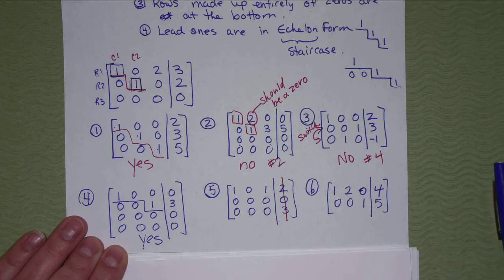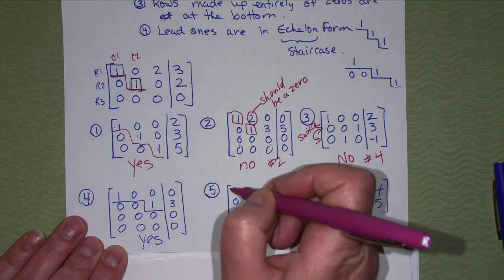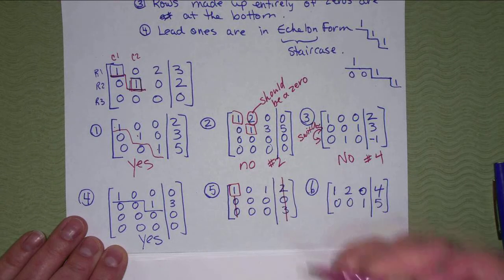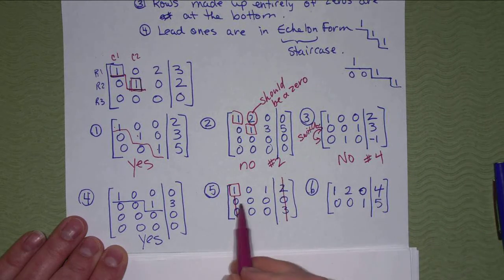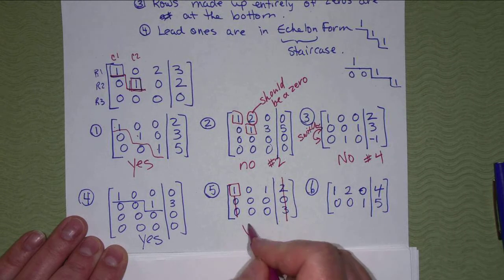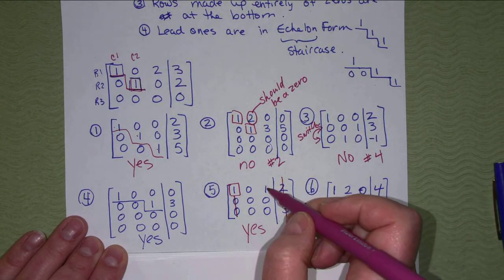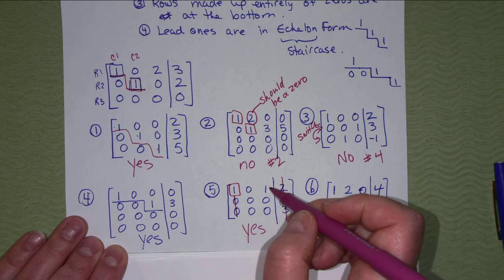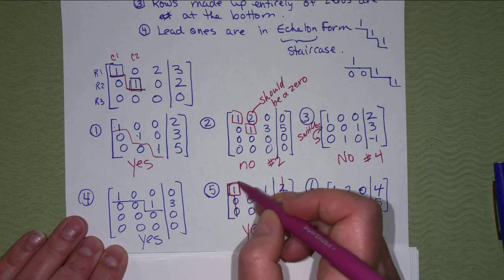So there's a lead 1, and everywhere else in that column is 0. These are both rows entirely of zeros. That 3 doesn't matter, because you never do any row reductions on the answers, right? So this one is okay. So yes, this has a 1 here, but it's not a lead 1. The only lead 1 in this particular example is right there, because of the first non-zero number. So this one actually is yes.